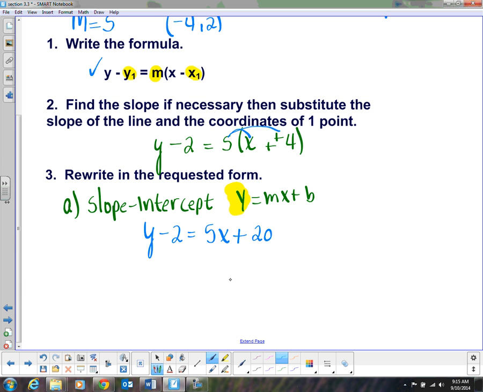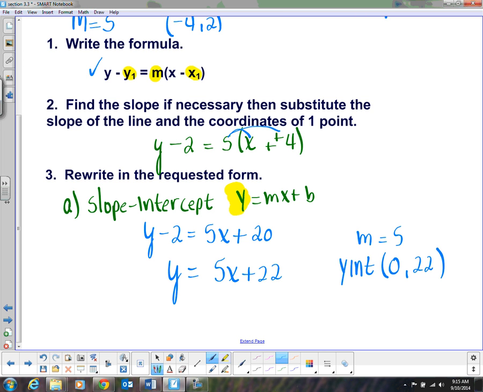Then what are we going to do? So now we're going to add the 2, so we're going to have 5x plus 22. What's the slope? Should it have been 5? If you get a different slope, we know you've messed up. What's your y-intercept? I will always ask for the y-intercept. 0, 22. All right. Now let's go to the standard form.